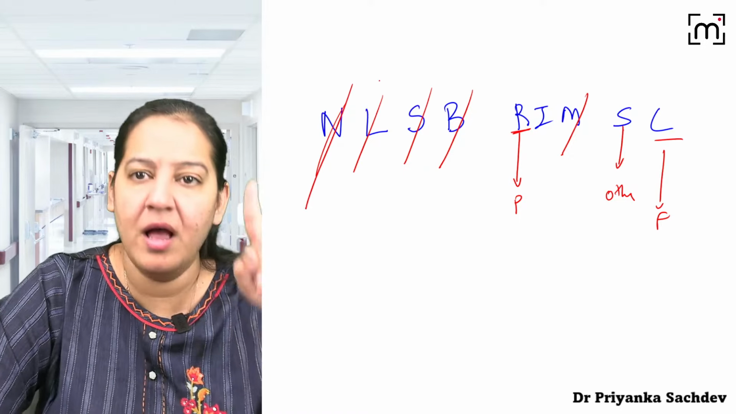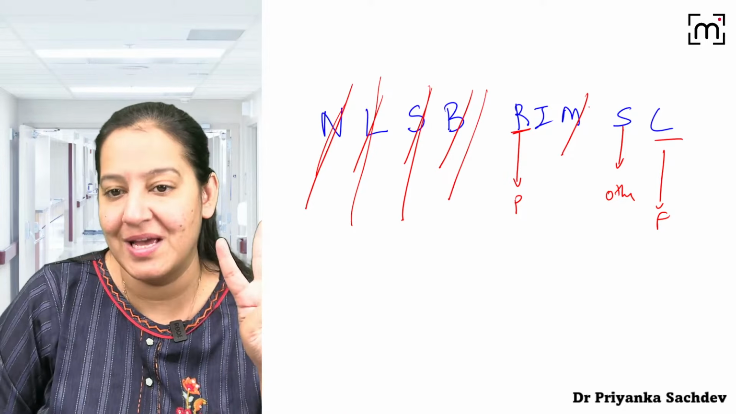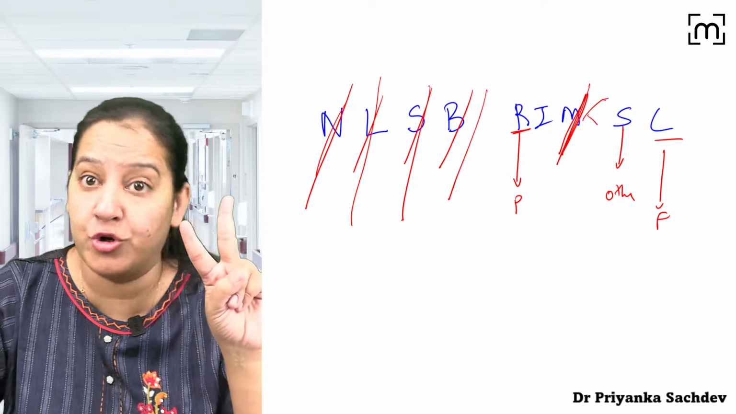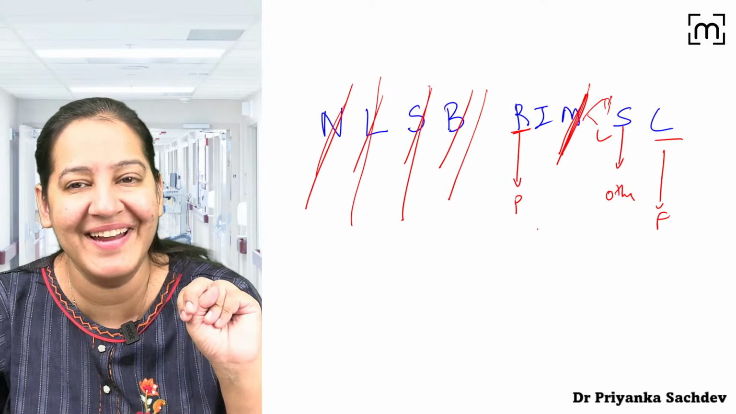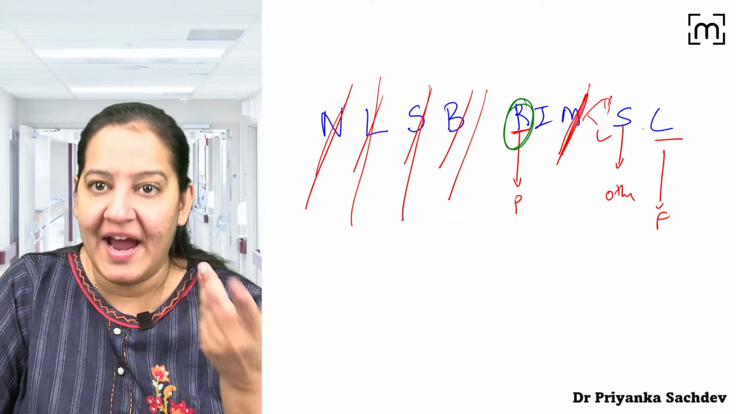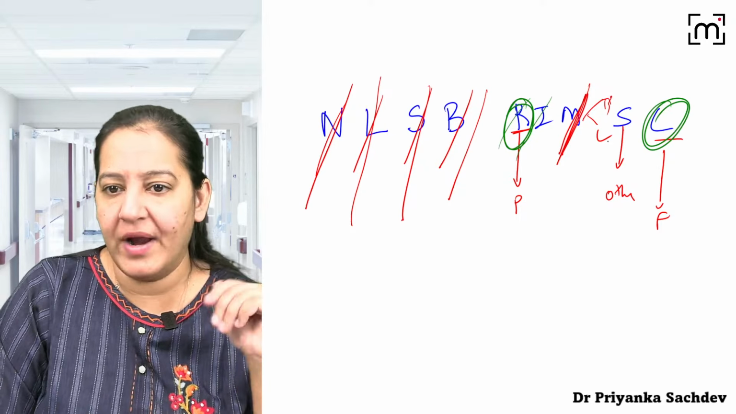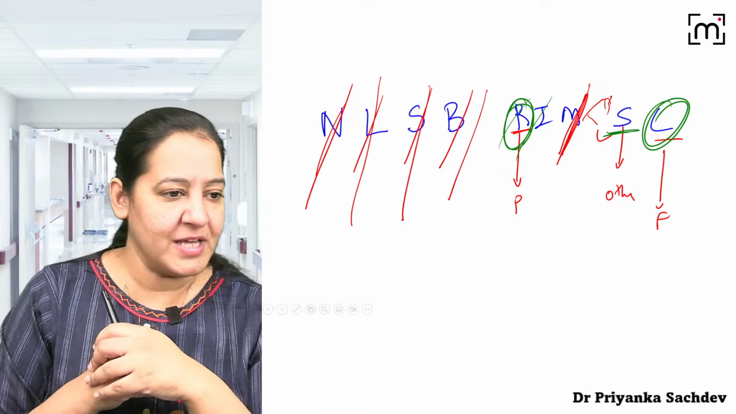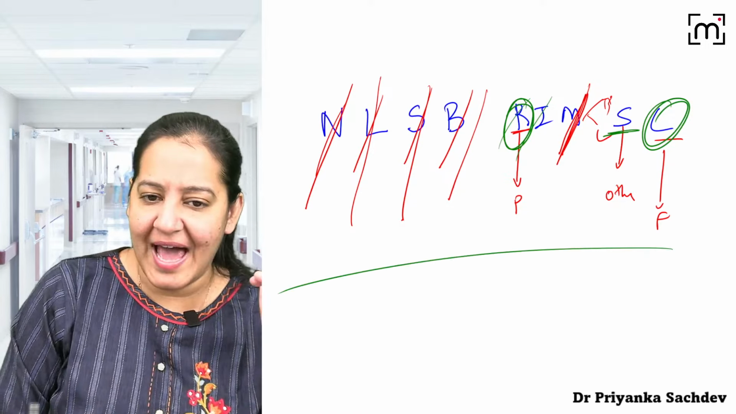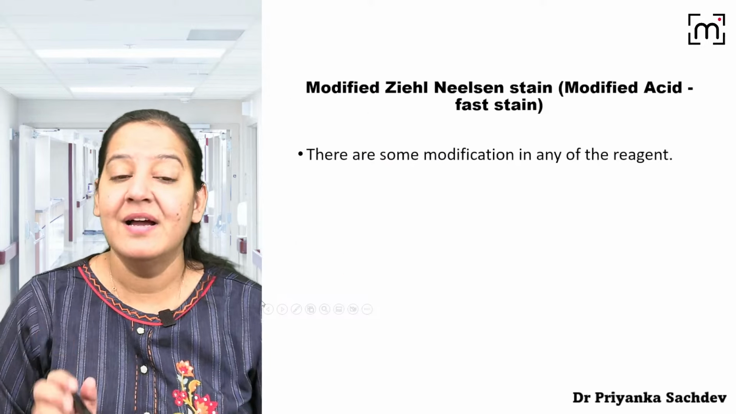So can you tell me how many bacteria? It's Nocardia, Legionella, Smegma bacilli and bacterial spores, and Mycobacterium, both tuberculosis and leprosy. These are the bacteria. Among parasites, it's Isospora, and among fungi, it's Cryptococcus. And S is sperm. Give me a thumbs up everyone. I tried. So these are the acid fast organisms. We have done the 2 types of staining.